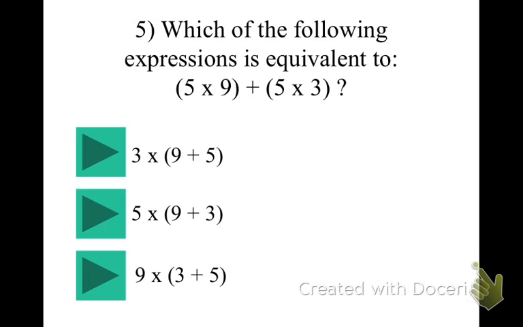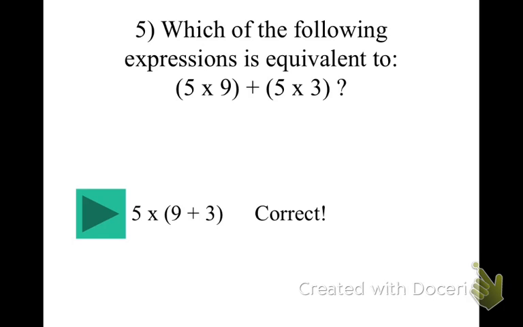The reason we don't want to use the times sign is because a little bit later we're going to bring in some variables. Which of the following expressions is equivalent to 5 times 9 plus 5 times 3? That repeated factor is 5, and it's the one that goes outside the parentheses.